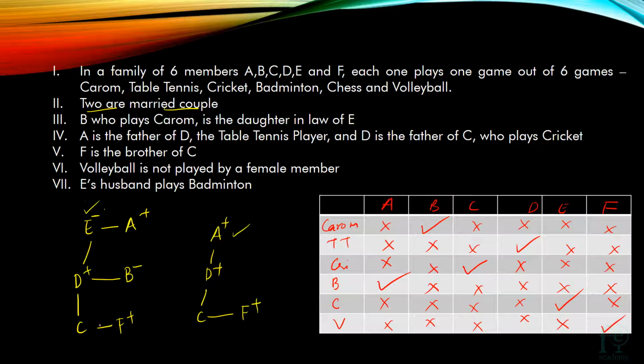We have the gender of everyone except C. C's gender is unknown and there is no way we can infer the gender of C. And this table should be complete by all means. Then only we can go and solve the problem.